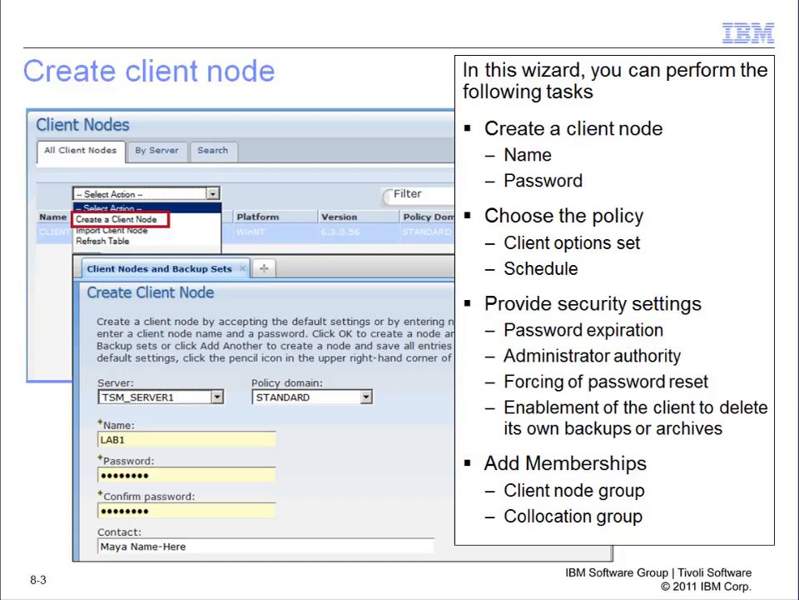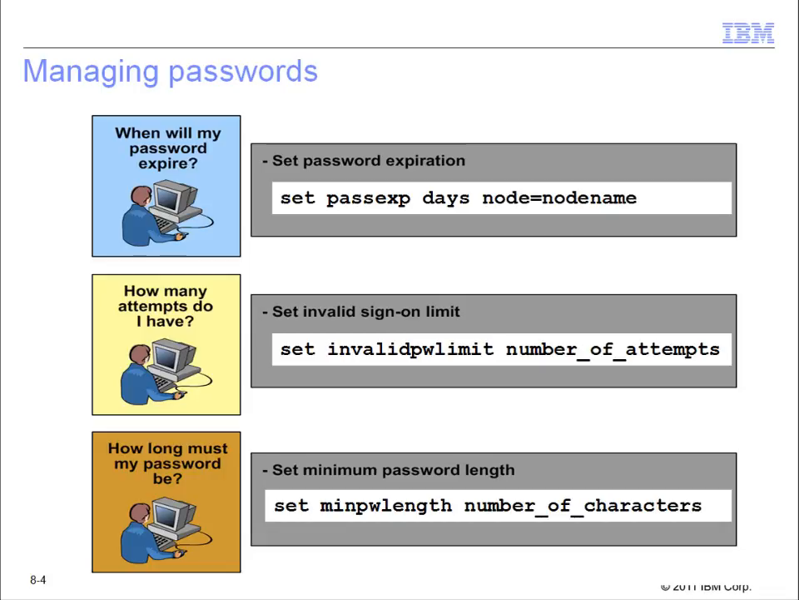To use the Administration Center to create a client node, you'll provide the name and the password. You can choose a client option set and a schedule from this. You can set password expiration, administrator authority. You can even force a password to be reset. So you set up a client node, then the first time the client ID logs in, they would need to change the password.